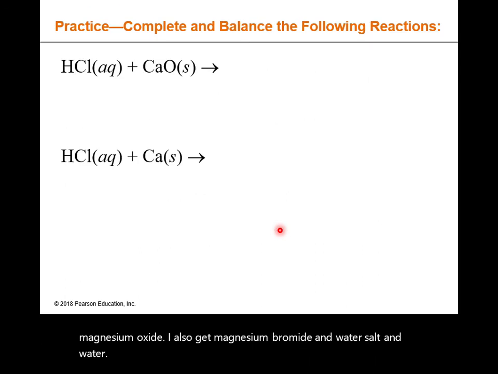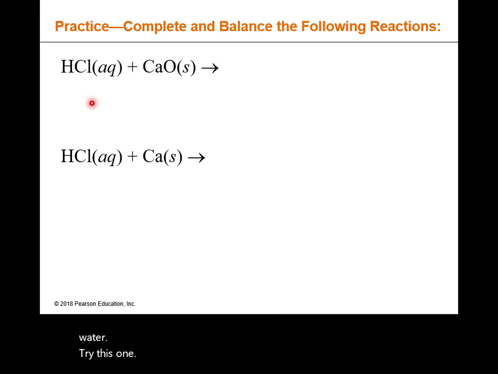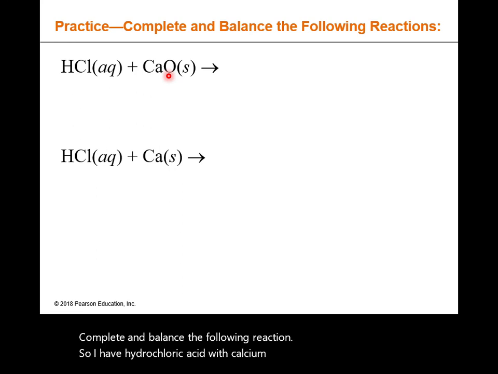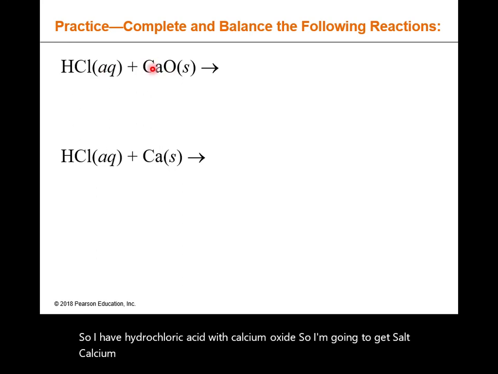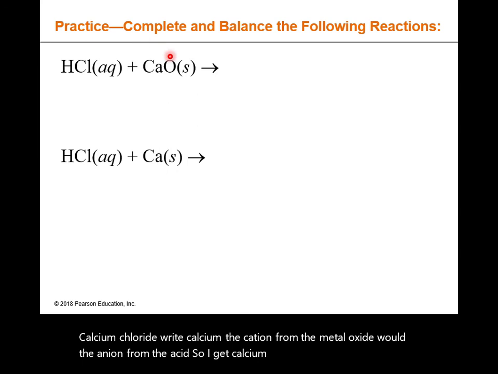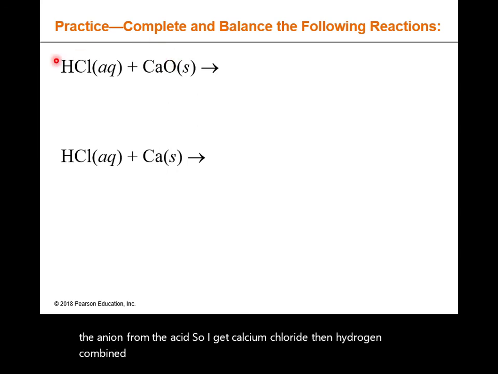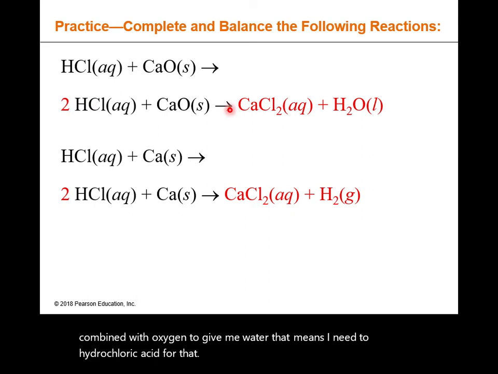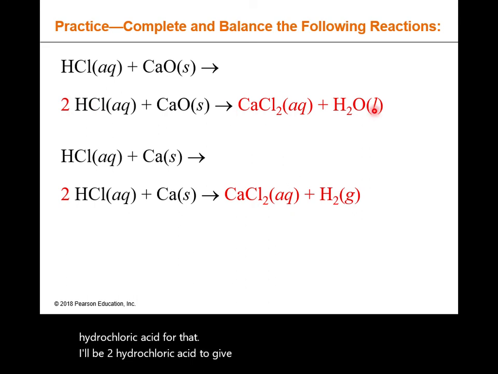Try this one. Complete and balance the following reaction. So I have hydrochloric acid with calcium oxide. So I'm going to get salt, calcium chloride, right? Calcium, the cation from the metal oxide, with the anion from the acid. So I get calcium chloride. Then hydrogen combined with oxygen gives me water. That means I need 2 hydrochloric acid for that. There'll be 2 hydrochloric acid to give me calcium chloride and water.